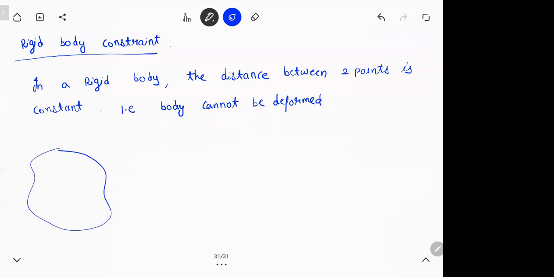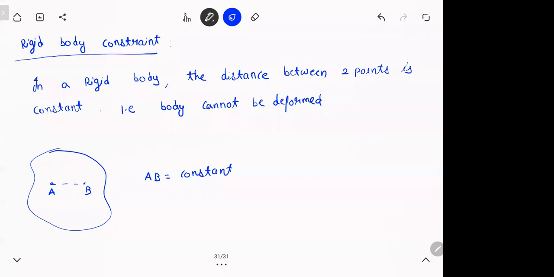So if you take any random rigid body, AB is constant. AB cannot stretch, AB cannot compress, you can't do anything to the body. So in real life, rigid bodies don't exist. Every body deforms. Deformation meaning elongation or compression. So it's a hypothetical body. We consider bodies to be rigid for simplicity. So let's see how this works in the next page.